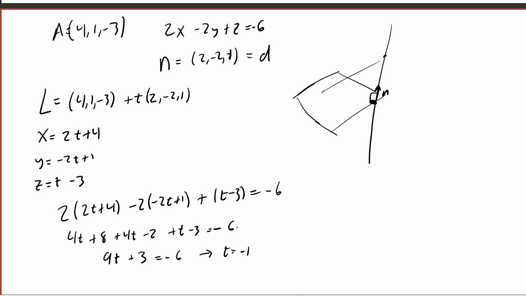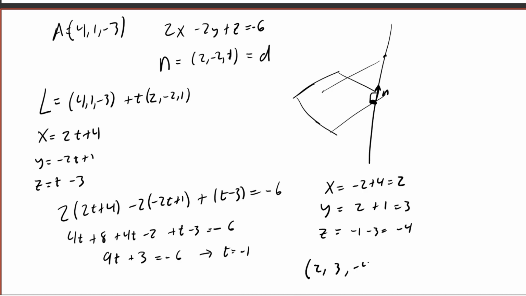So if I take that and I plug it in, I have x equals minus 2 plus 4, which is 2. Y equals 2 plus 1. Z equals minus 1 minus 3, which is minus 4. So the intersection point is going to be 2, 3, minus 4. Which again is not one of the choices.